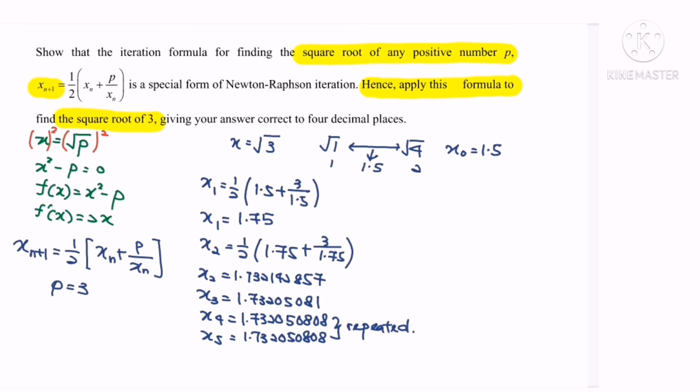So meaning that the square root of 3 is equal to 1.732. So the value of x is equal to 1.7320, which is correct to 4 decimal places.